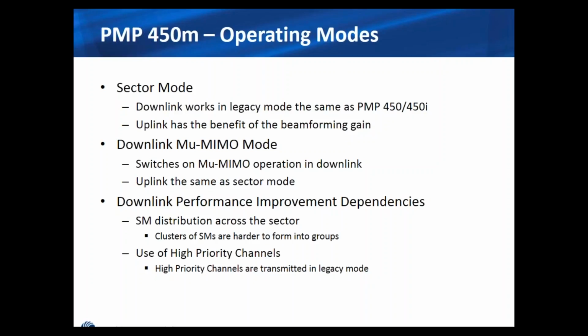Any high priority channels on an SM are currently only transmitted in legacy mode. That is, they can only be served individually. So the throughput of these SMs will be at the same rate as in current PMP 450, 450i APs. Therefore, if there are a lot of high priority virtual circuits active on a sector, this will also reduce the improvement seen on an AP when you switch on the downlink MU-MIMO operation.